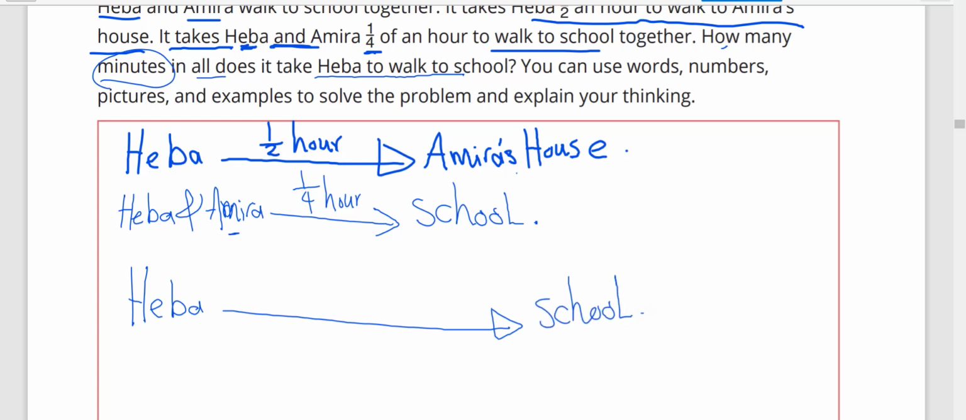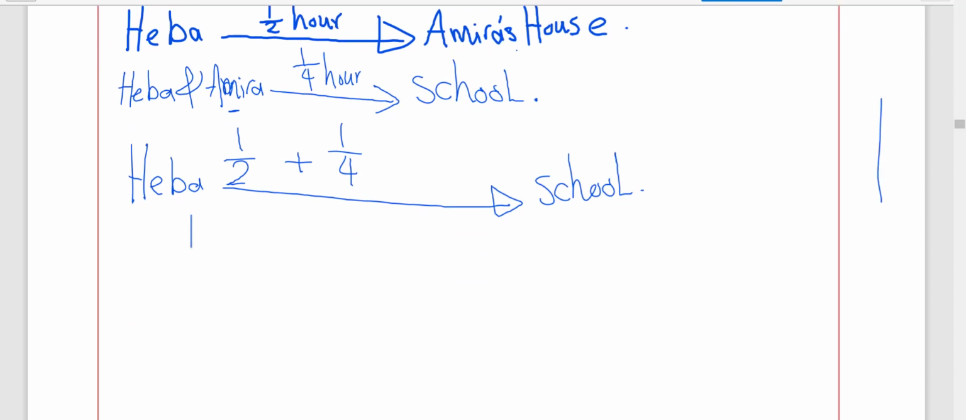Yes, she takes half hour to Amira's house, then a fourth hour to school. So Hiba takes half hour plus a fourth hour to school. Okay, half hour equals how many minutes? Yes, 30 minutes.